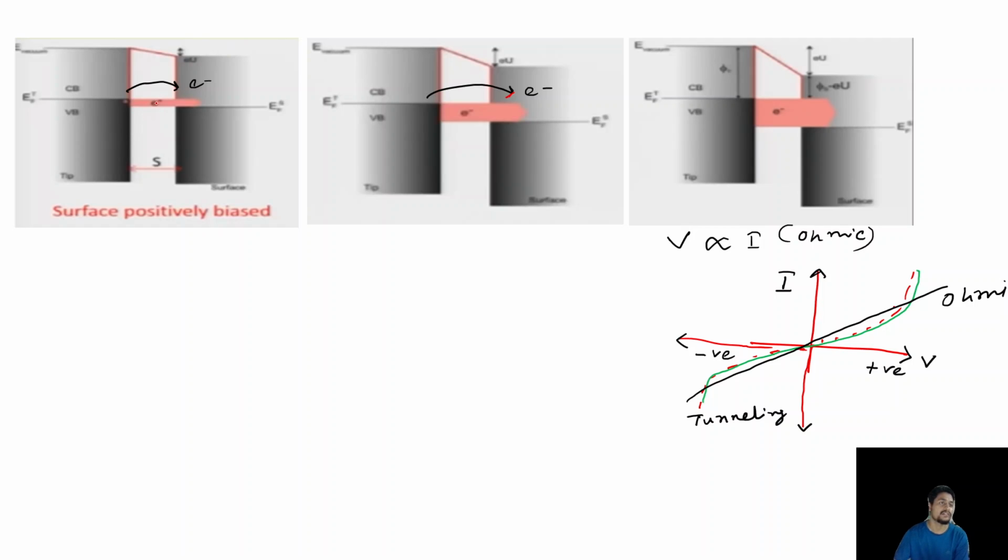So this is the case when the surface is positively biased. Normally, the tip is always grounded and the surface is biased. So when some positive bias is there, electrons are going towards the surface from the tip. This is the tip, and this is positively biased. Obviously, electrons will go from the tip to the surface.